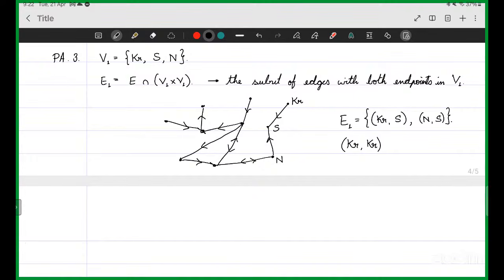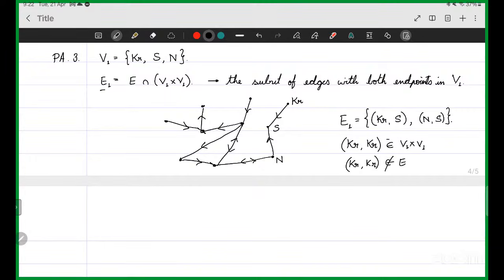Yes, if we are looking at V1 into V1, then in V1 cross V1, that is correct. It belongs to V1 cross V1. But does this belong to E? Do we have the element in E?